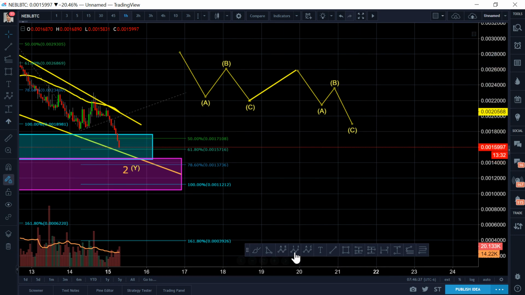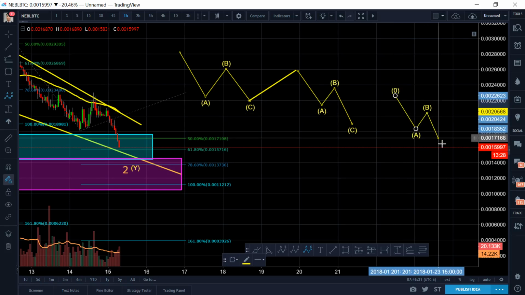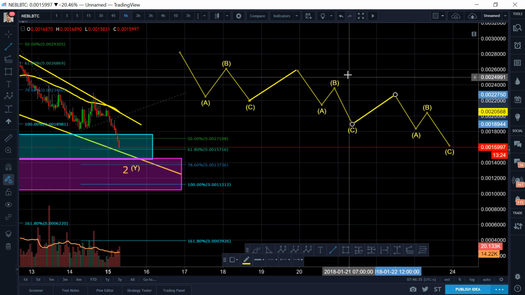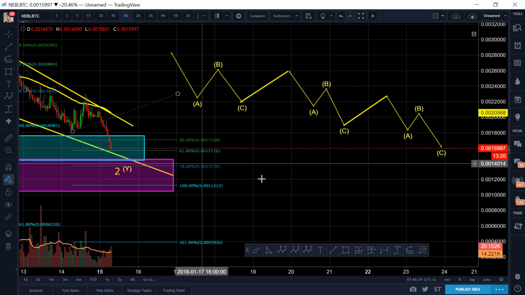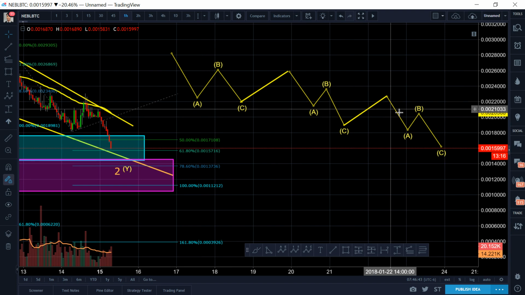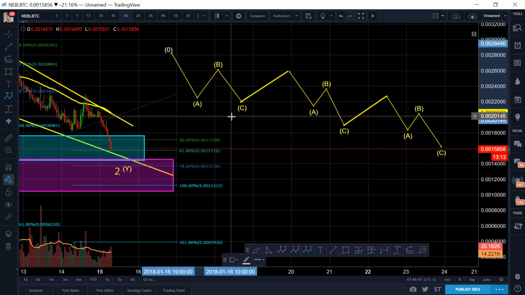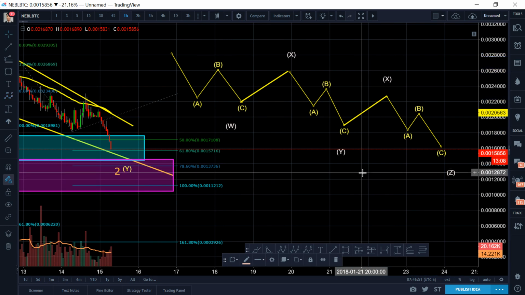If we get a triple Elliott wave combo, we get something like this. Instead of 7, can you guys guess how many there are? I think there's 11. Let's have a look. So now there's 1, 2, 3, 4, 5, 6, 7, 8, 9, 10, 11. Because now this annotation becomes W, X, Y, X, and Y.